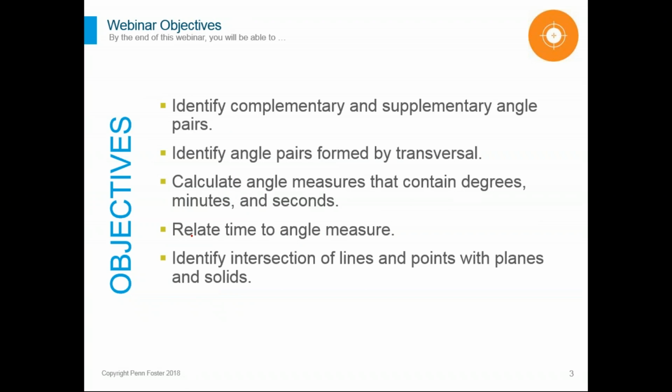Today in this webinar, we're going to go over some objectives of the unit. That's not everything that we need to know for the unit or the exam, but these are the most important topics that I felt students always have questions on.